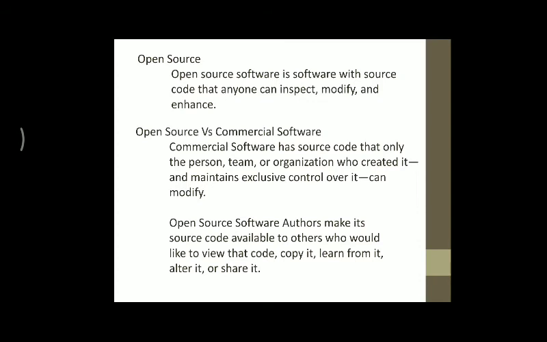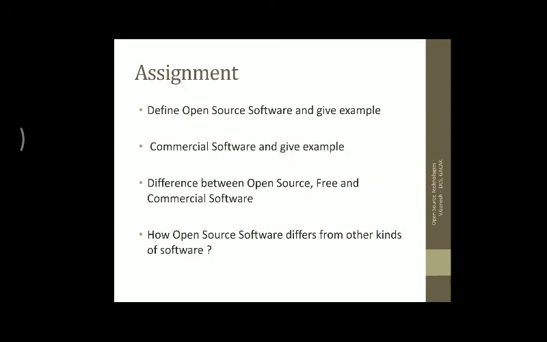So these are the things. Then we'll go to the assignment. First question: define open source software and give an example. Second: define commercial software and give an example. Third: the difference between open source, free and commercial software. Fourth: how open source software differs from other kinds of software. These are very simple questions. You can go through the internet or use whatever I said, recall it, and based on that write your answers.